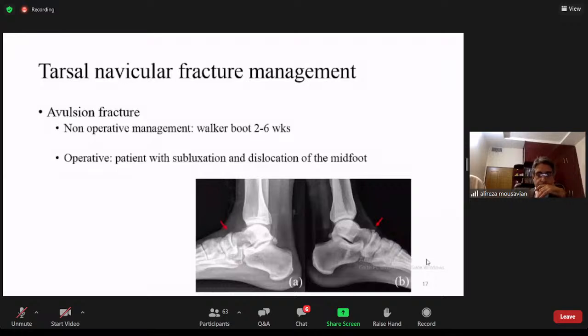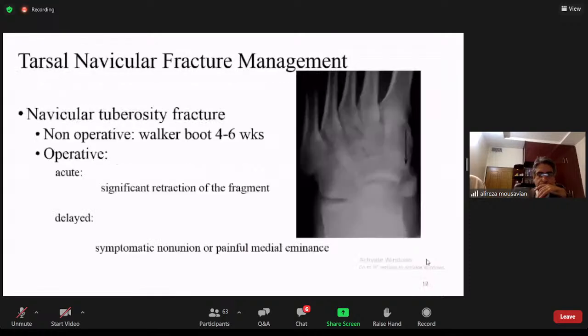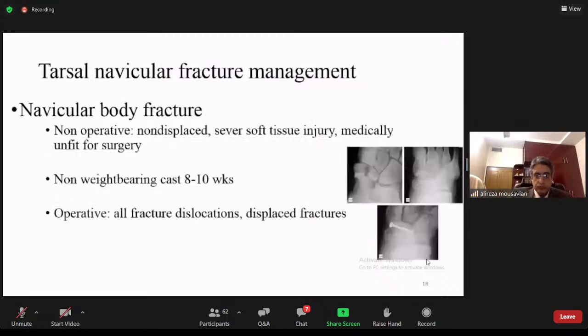In tuberosity fracture, non-operative treatment with walking boots for 4 to 6 weeks is the most common treatment modality. But in cases of tuberosity fracture with significant retraction, where union is not expected, and in cases of symptomatic non-union or painful medial eminence, operative treatment with lag screw fixation or surgical excision of fragments and a Kidner procedure is recommended.